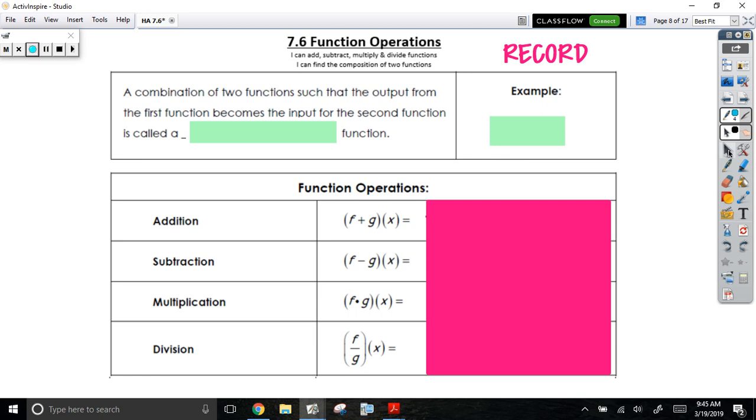All right, so today we're looking at adding, subtracting, multiplying, and dividing functions, which we kind of already did in chapter 6 anyways, but we're just going to see different notation. But the new thing is we'll be looking at the composition of two functions. So the composition of two functions is when you combine them, and the output from the first one becomes the input of the second. This is called a composite function. I don't know why it won't let me move the boxes with my finger, but it won't.